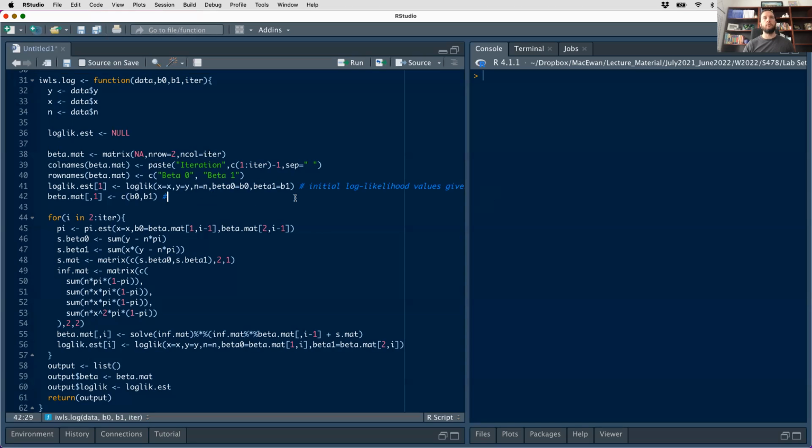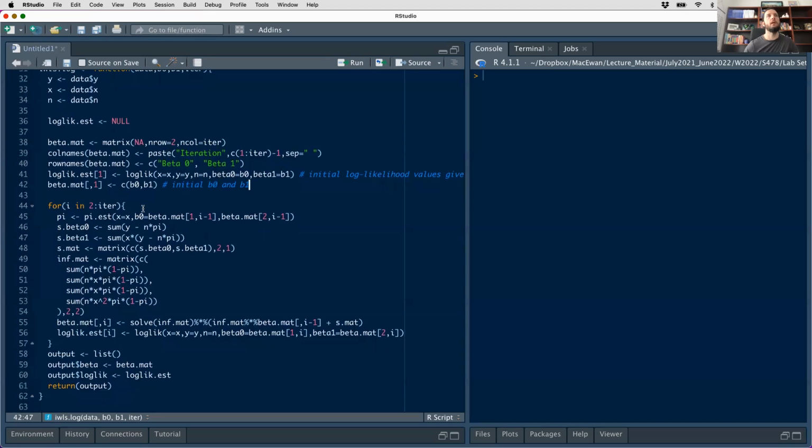All right, and then I also stored my initial B0 and B1 values in the beta hat matrix, and they're going to get stored in iteration 0. All right, then I'm just opening a for loop. So the for loop is going to run from iteration 2 until the number of iterations that I specified.